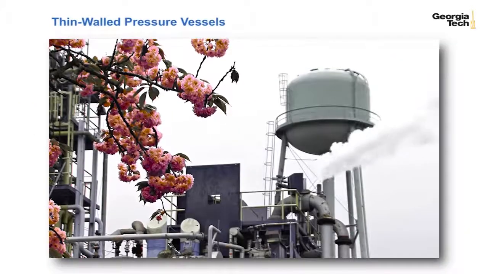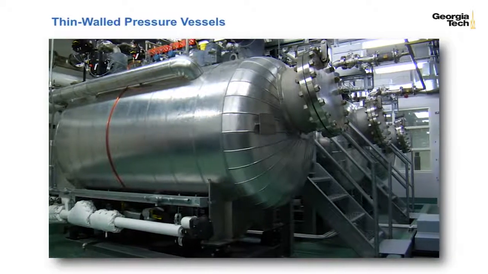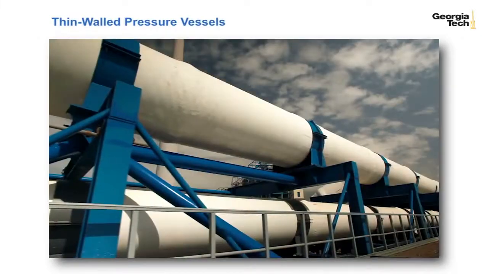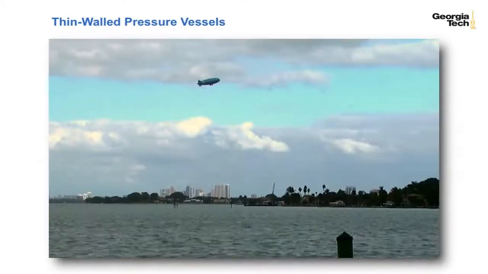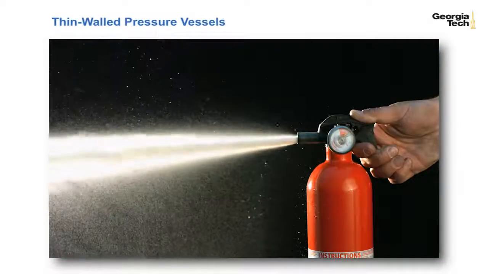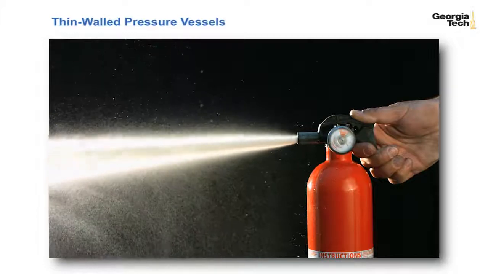So here are some examples of thin-walled pressure vessels. They may be boilers, gas storage tanks, perhaps pipelines, even blimps, could be spray cans. All of these are good examples of what could be defined as thin-walled pressure vessels.